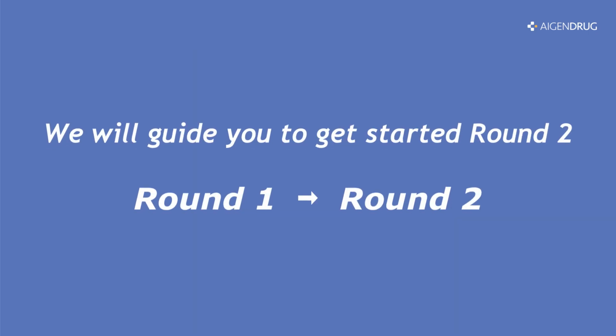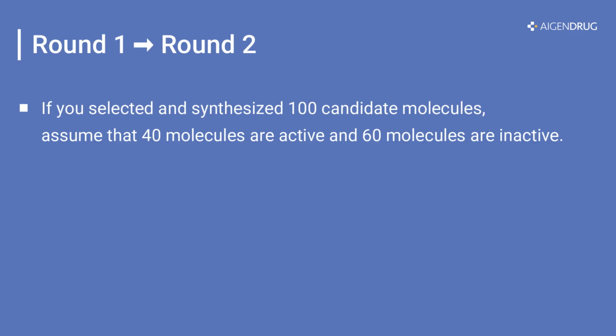Now we have a prioritized list of candidate molecules. We will show you how the next round of molecule generation proceeds. If you selected and synthesized 100 candidate molecules, assume that 40 molecules are active and 60 molecules are inactive.